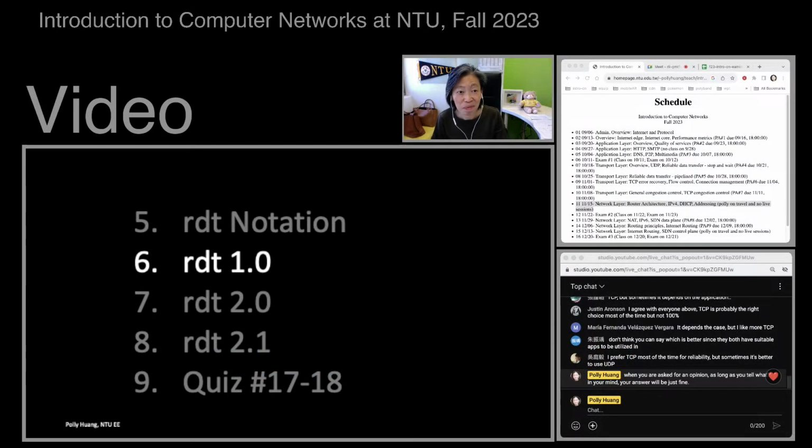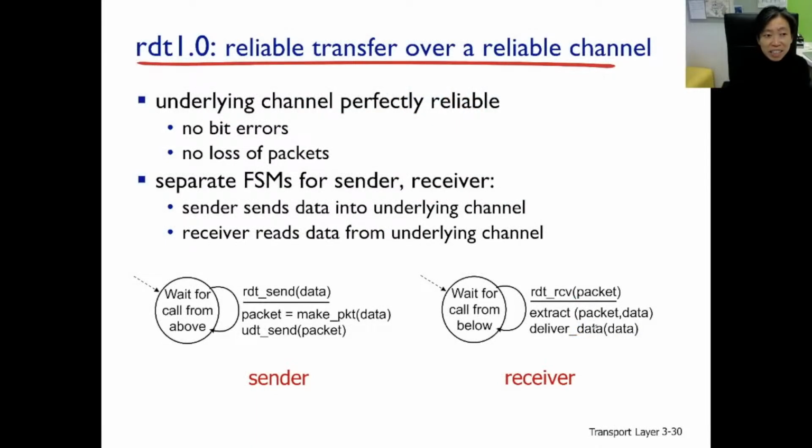All right, so let's come back to the lectures. So Polly introduced RDT 1.0. This one is trivial because we assume the underlying network channel is totally reliable. So essentially the sender side of RDT and the receiver side of RDT don't have to do much except just send for the sender, receive for the receiver.